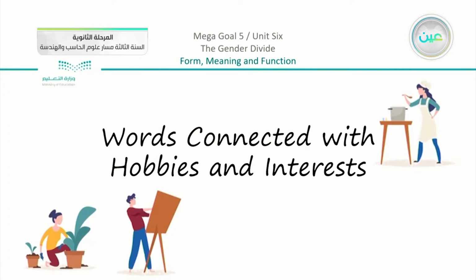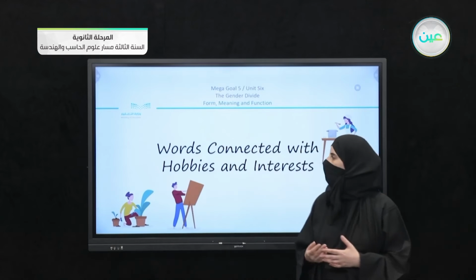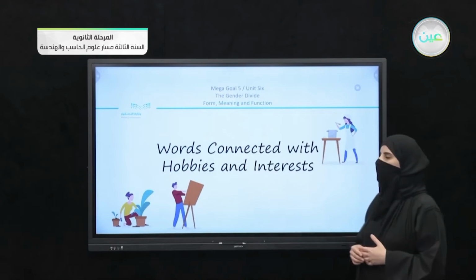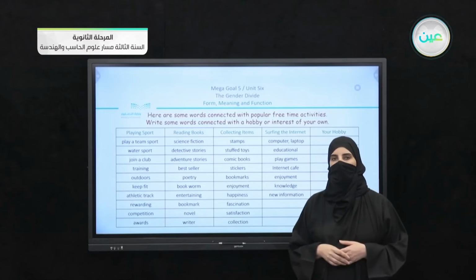Now, since we are talking about baking, which can be a hobby, we do have something in the book about words connected with hobbies and interests. So you can see that we have here a lot of words that are connected with popular free time activities. You can add your own. You can see that we have here playing sports and a lot of words connected to playing sports. Now we can say, for example, water sport, outdoors, keep fit, rewarding, and competition. So it's not just about sports, but words that are related to sports.